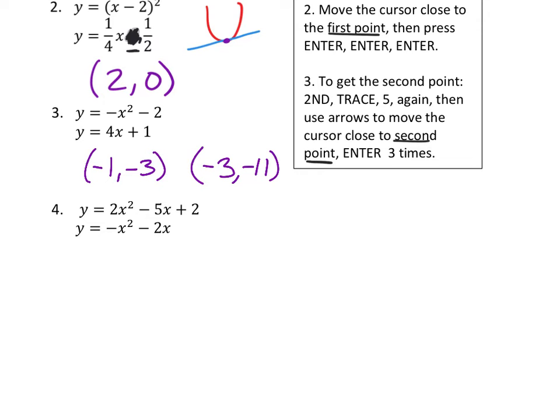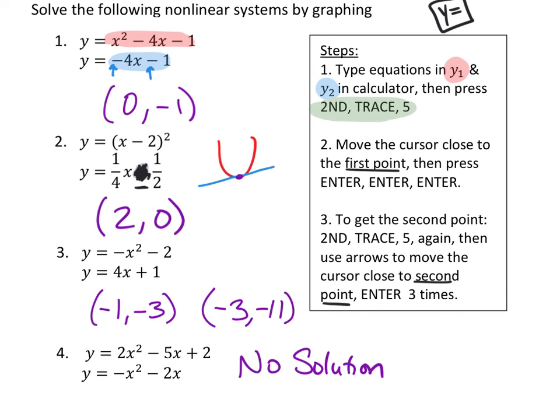No. If they don't cross, how do we answer this question? No solution. Very good. Again, it's no solution because they don't cross at all. So finding nonlinear systems is really super easy because it's just looking at a graph to decide where the lines cross. Now we love graphing these things, but we can also solve all of these by hand.